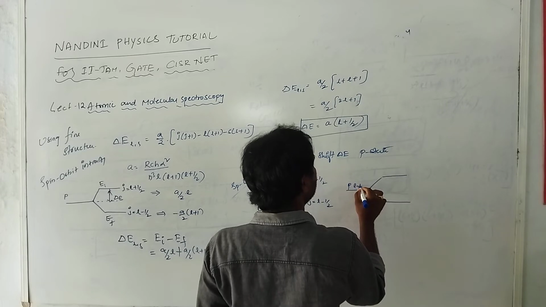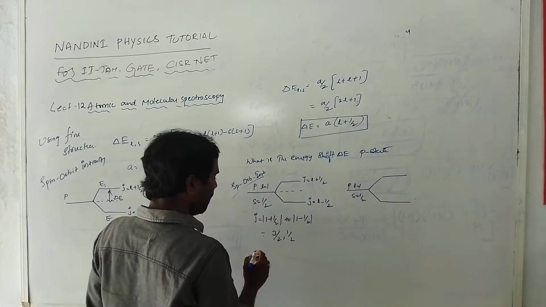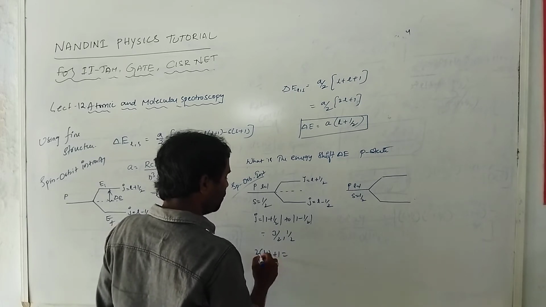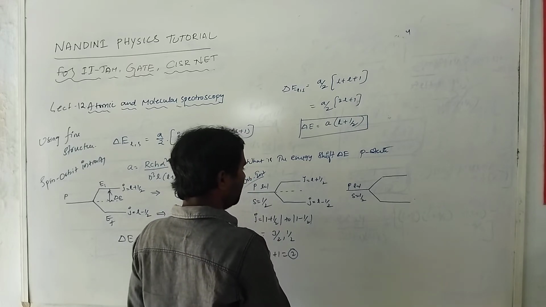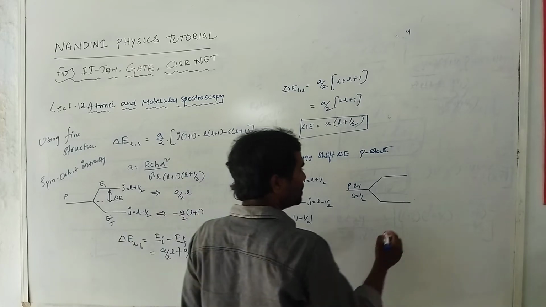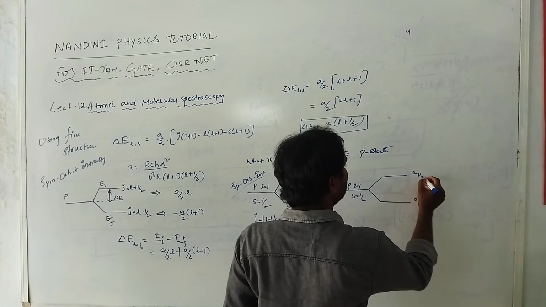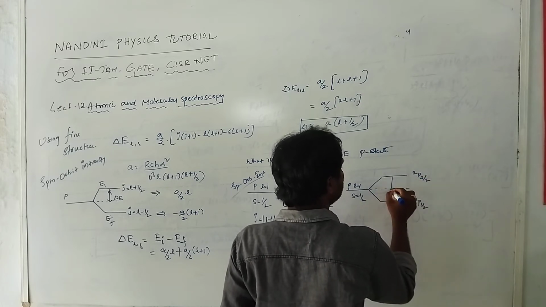P state, for L is equal to 1, S is equal to 1 by 2. So what is the multiplicity? Multiplicity is 2S plus 1, that is 2, and the state is represented as P. The J value is 3 by 2 upstate and 1 by 2 downstate. So 2P 1 by 2, 2P 3 by 2. Therefore, we will represent the energy shift between these two states.